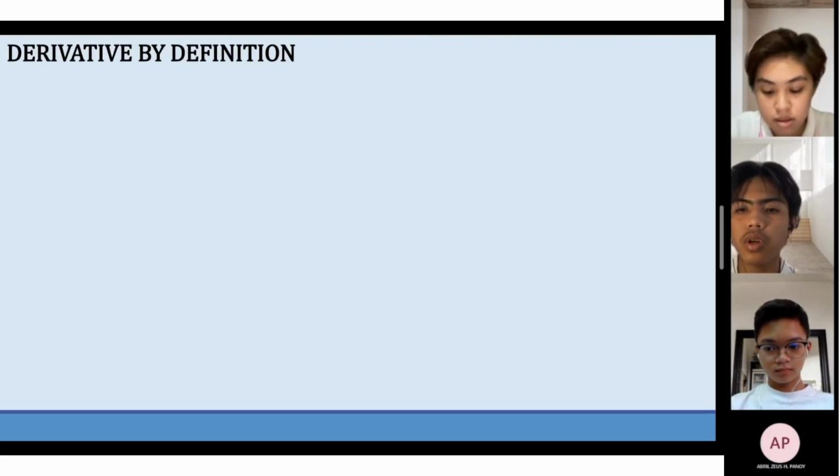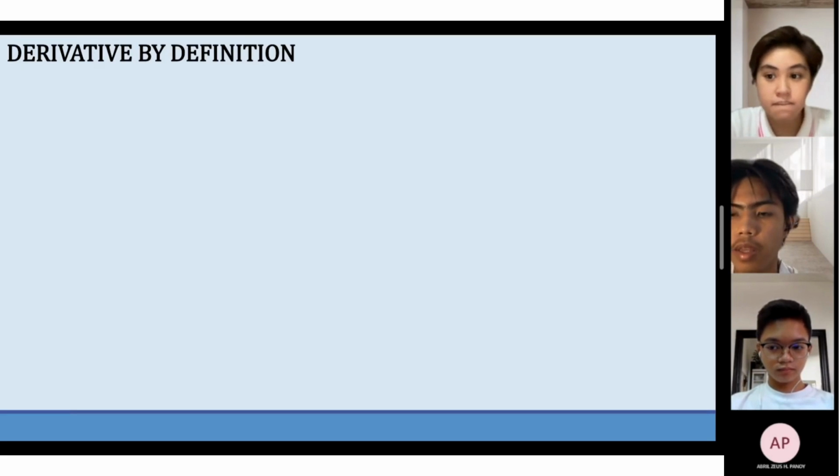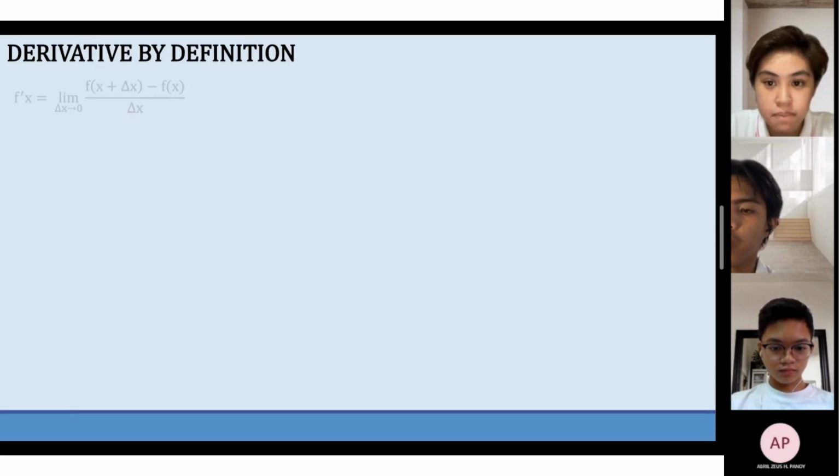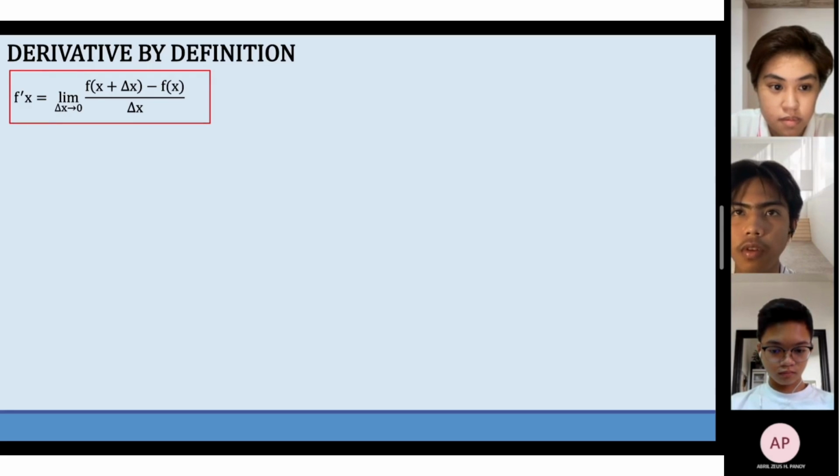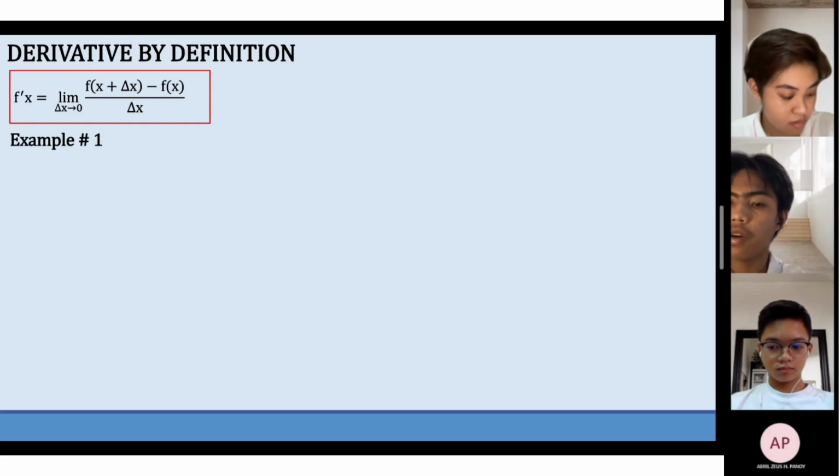To start with, we are going to solve for the derivative by definition. In this method, we will use the limit process, using the formula f prime of x is equal to the limit of f of x plus delta x minus f of x, all over delta x, as delta x approaches 0. Using this, we can solve for the derivative of a given function.